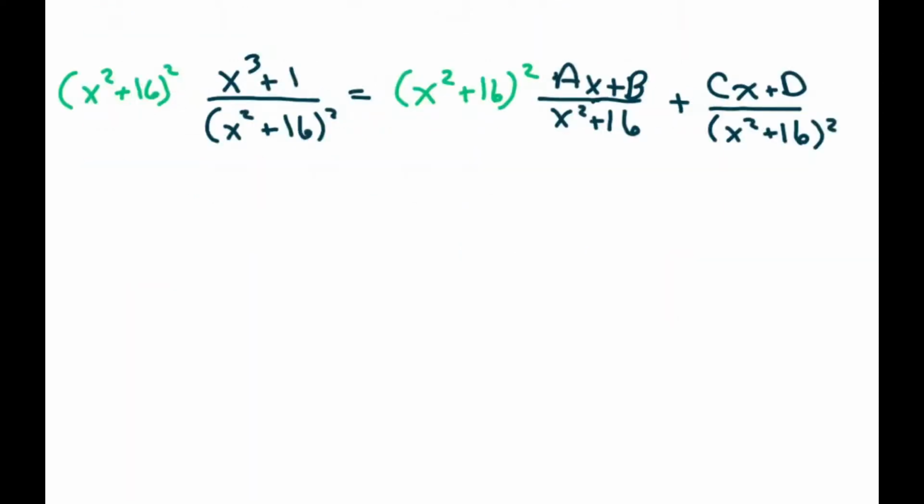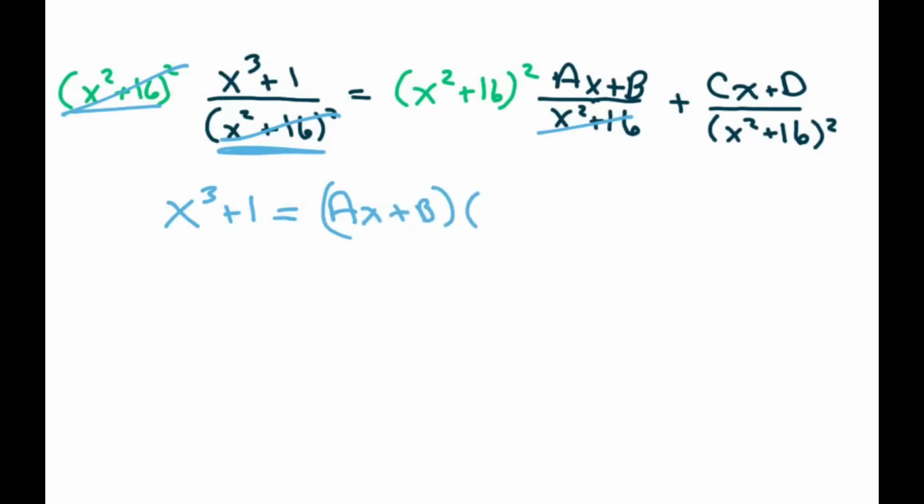And what we're going to do is clear the fractions here by multiplying both sides of the equation by x squared plus 16 squared. So this is your least common denominator. So you always just use whatever's there. So you get x cubed plus 1 equals, now one of these goes away, so you get ax plus b times x squared plus 16. Both of these go away, so we're just left with plus cx plus d.